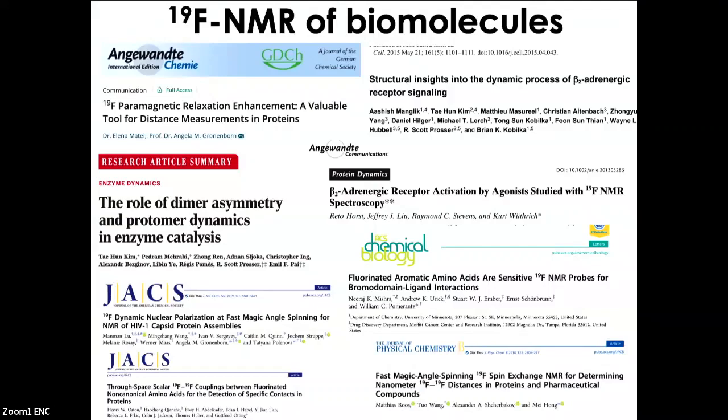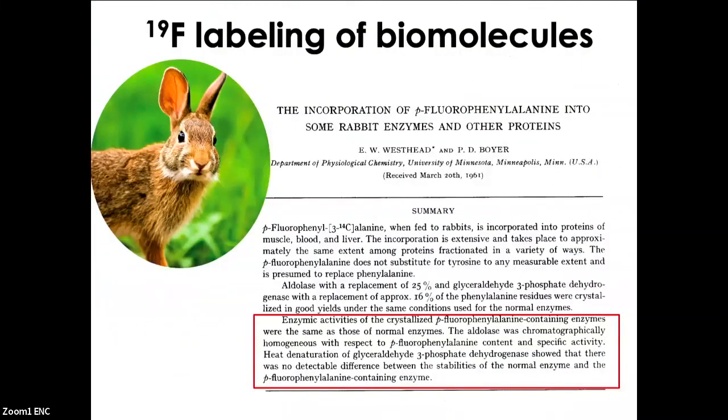Now, in fact, the first experiments that incorporated fluorinated amino acids into proteins could be traced back all the way to 1961, where they fed some poor rabbits with 4-fluorophenylalanine, and then they were looking at the proteins expressed by these rabbits, and they found that the proteins were pretty much the same as the non-fluorinated, at least in the case of the 3 proteins that they have looked at.